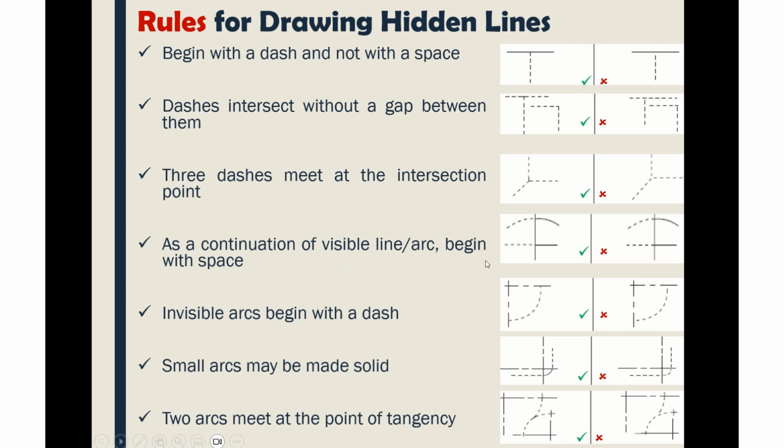Also, as a continuation of a visible line or arc, you begin with a space. Now, when it's a hidden line, it's going to be a continuation of a visible line or arc. That is when you start with a space before you draw the dashed line for the hidden line. You can see in this place now, after this arc, we have a space in between before you continue the hidden details. And likewise on this side, after this line, since you now want to continue with the hidden details, you put a gap first, then you continue the hidden details. So this is correct, and this is wrong.